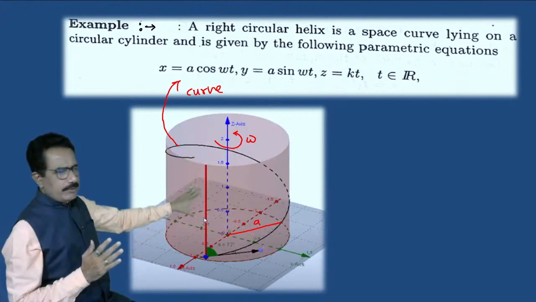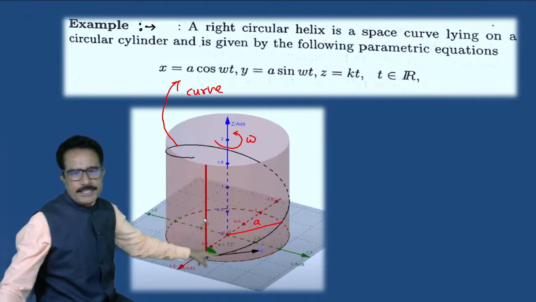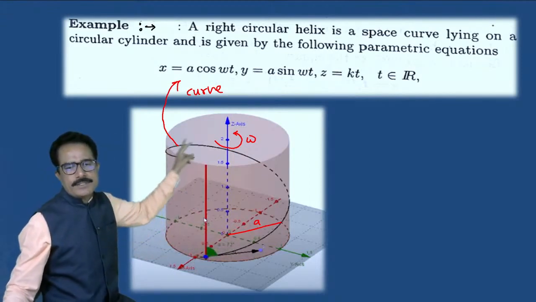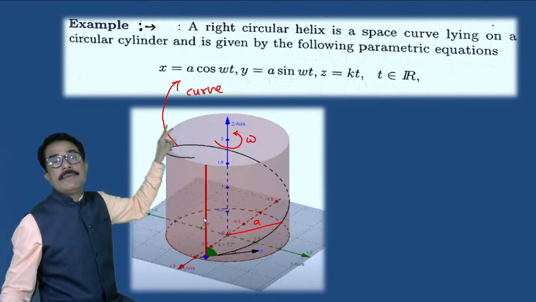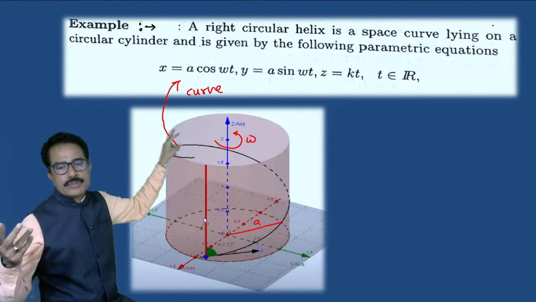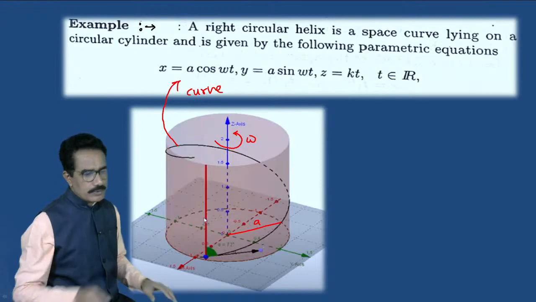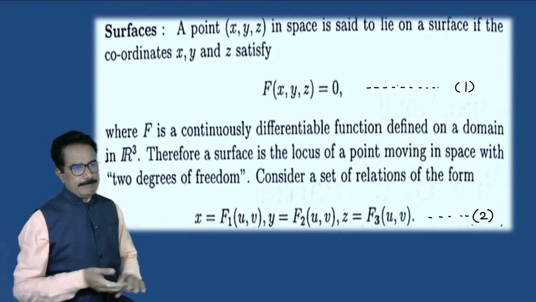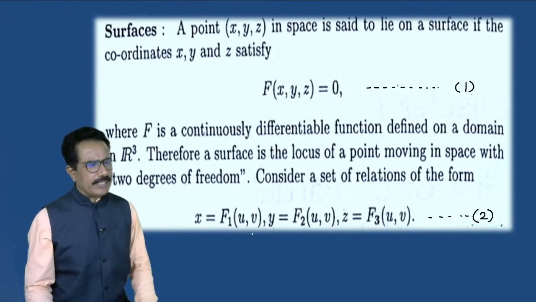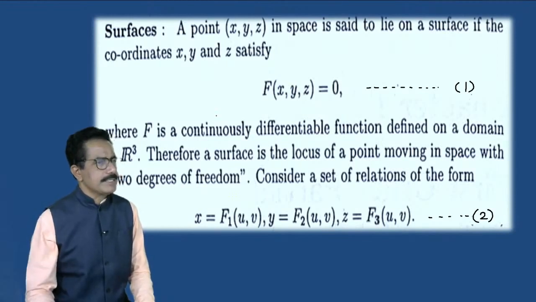This is just an example, you remember it. Now look here, you should understand that the black curve shown here, the equation of this black curve is given in parametric form as x equals a cos omega t, y equals a sin omega t, z equals kt, where t belongs to R. t is the constant which belongs to R. Now we shall discuss the next part, that is the surfaces. This is the theoretical part, just write it down.